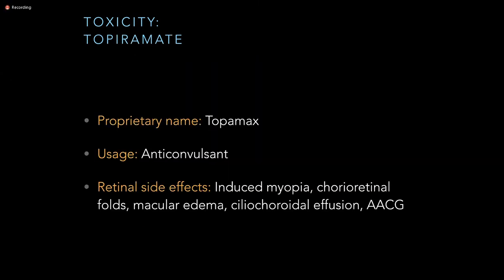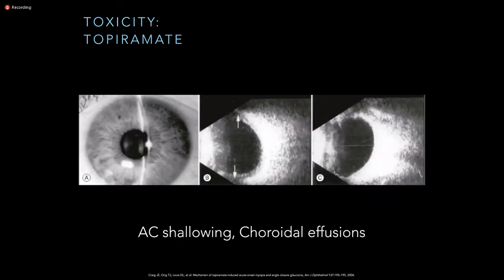Topiramate or Topamax is an anticonvulsant. This drug can classically cause induced myopia. Also can get chorioretinal folds, macular edema, effusion, and acute angle closure glaucoma. This is a picture of a patient that presented with AC shallowing and choroidal effusion, seen in the B scan in the middle there, top and bottom of the photograph.